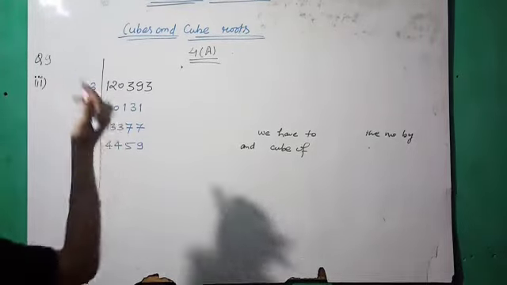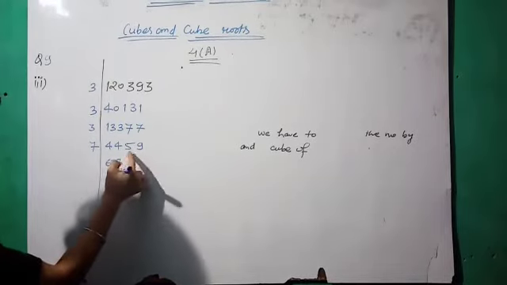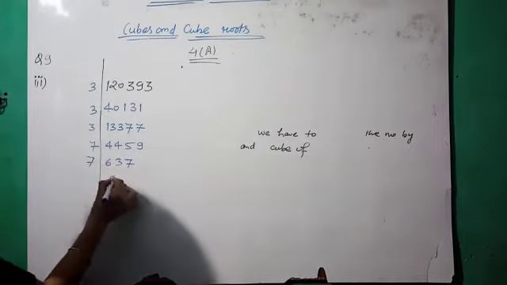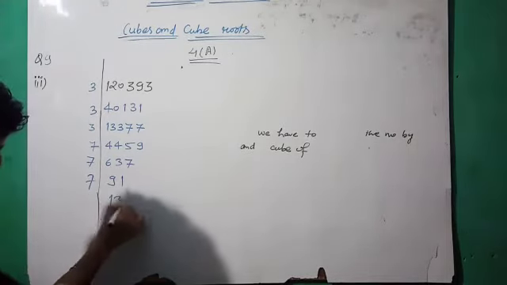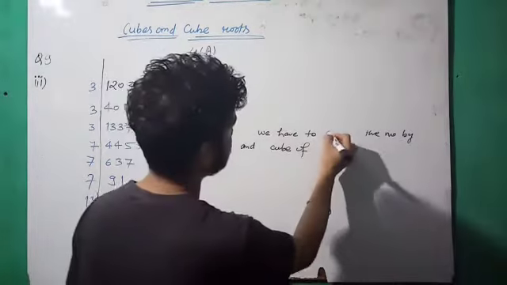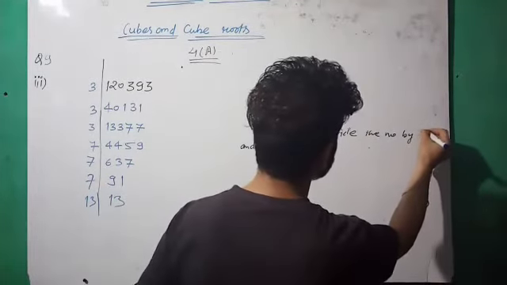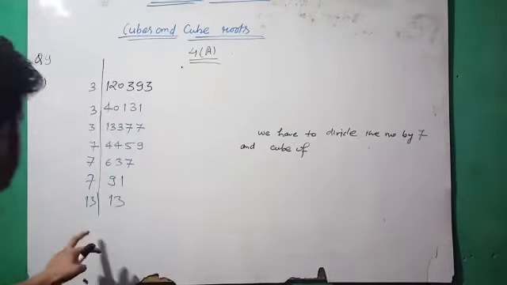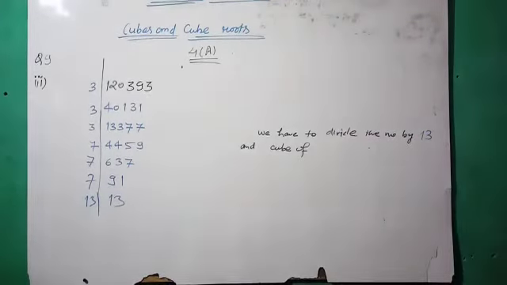We can divide this number by 7. 7 6 is 42, 2 5 20, 7 6 is 42, and then 49. Again divided by 7: 7 9 is 63. Again 7, and the last one is 13. So in this we have to divide the number by 7, and by 13.